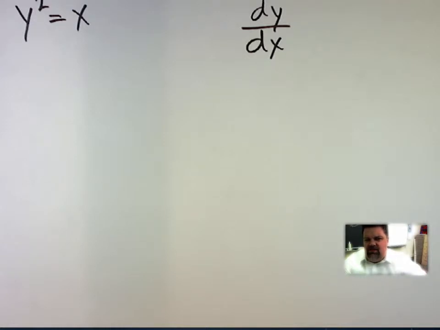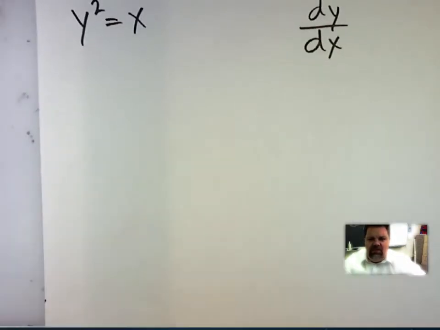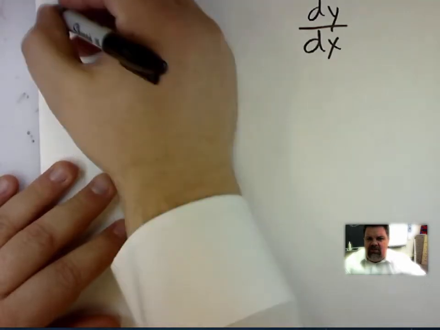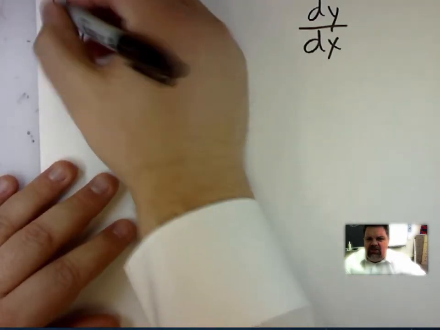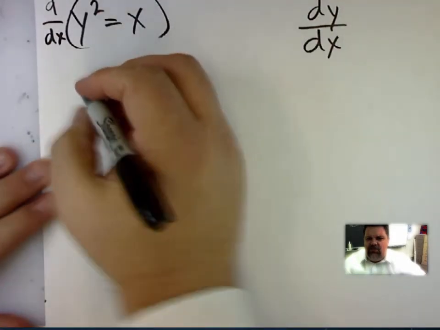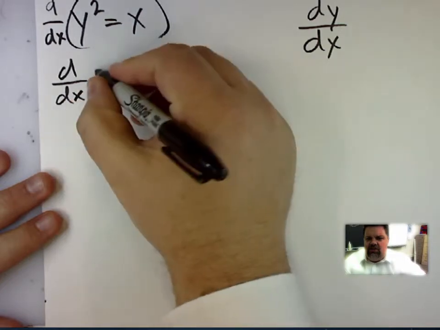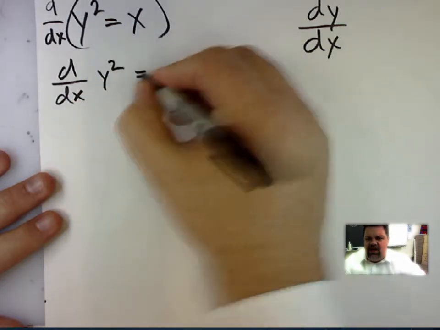Now the nice thing about implicit differentiation is we can just leave the equation the way that it is and differentiate every single term with respect to one variable, and then usually the problems are rigged up in such a way that we can find out what dy dx is. Really what I'm looking at is the rate of change of y and x. So I would say d dx, in other words I'm going to take the derivative with respect to x of y squared, and then the derivative with respect to x of x.